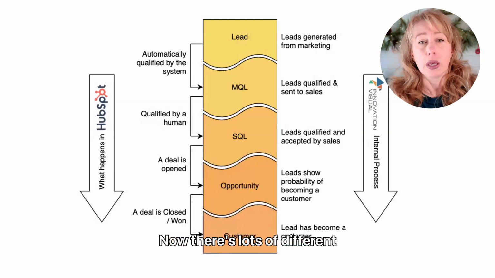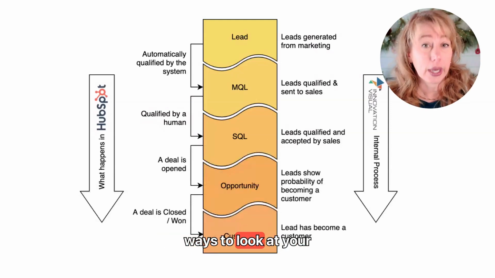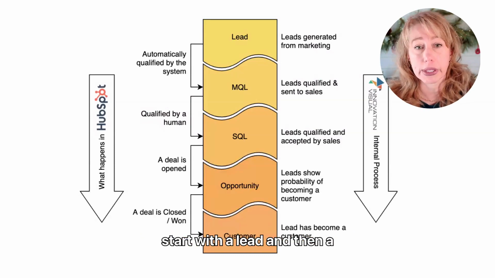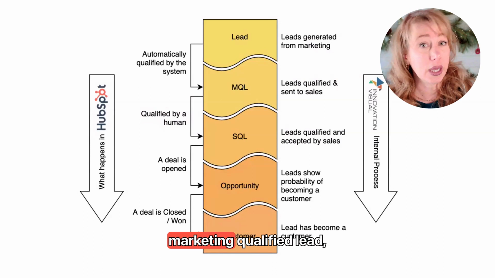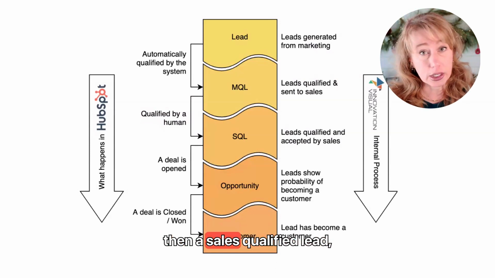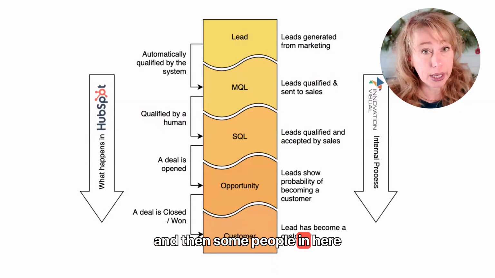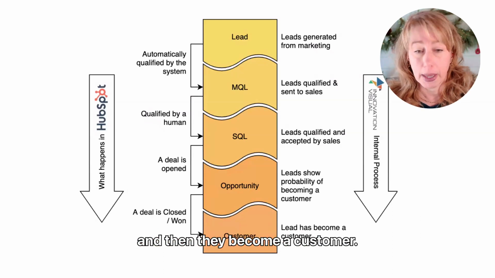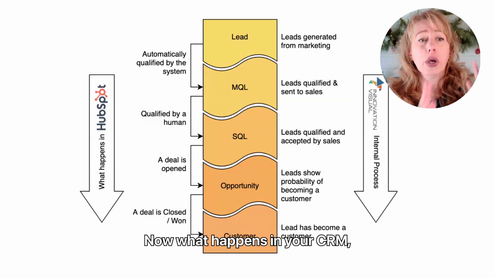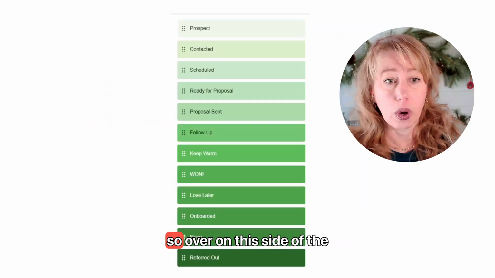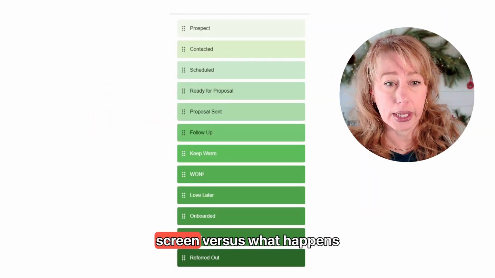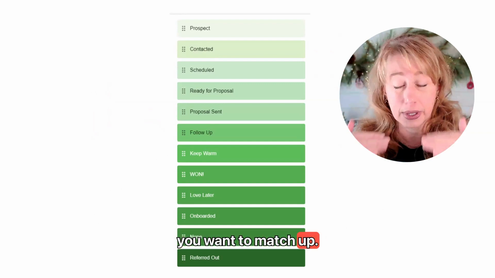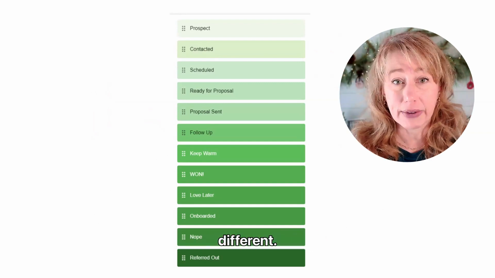Now, there's lots of different ways to look at your sales cycle. This is the common one where we start with a lead, and then a marketing qualified lead, then a sales qualified lead, and then some people in here have a sales accepted lead, then there's opportunity, and then they become a customer. Now, what happens in your CRM, so over on this side of the screen, versus what happens in your internal process, you want to match up. And this could be really different.